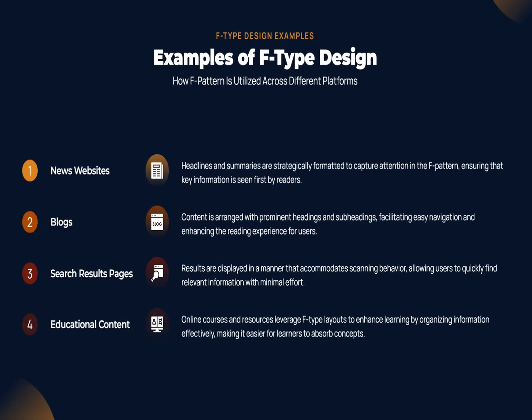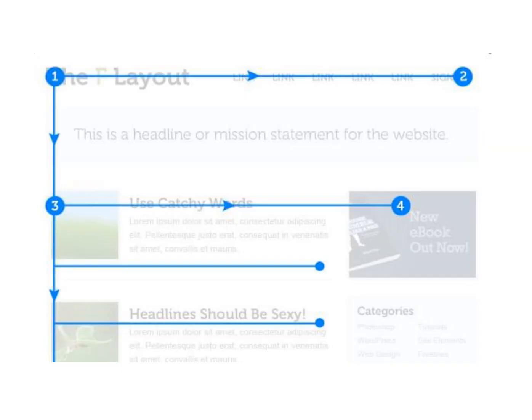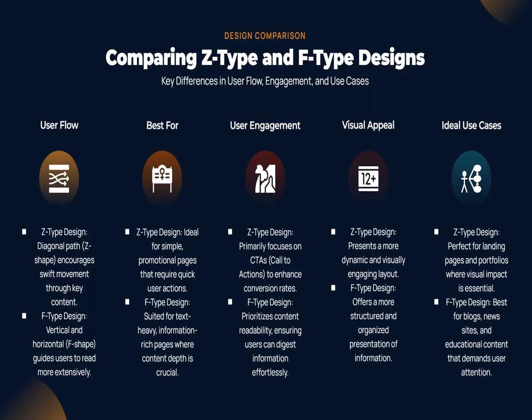Now, here is an example of F-type design. So we can see that all the pictures are on the right side, and all the content and the headings which are important are on the left side.